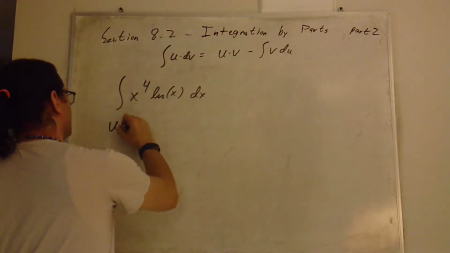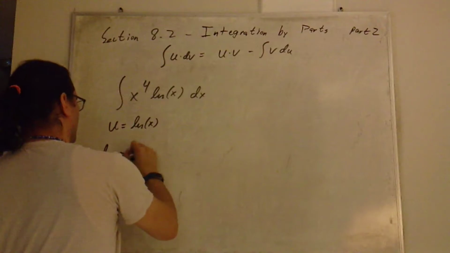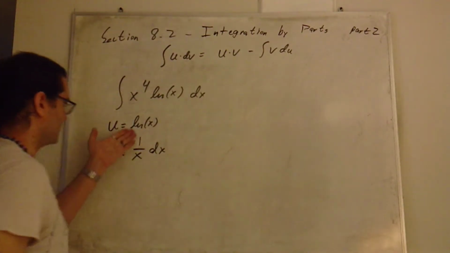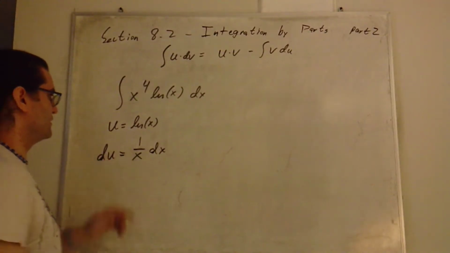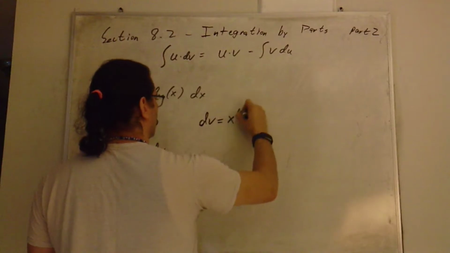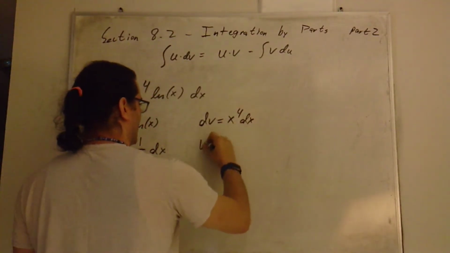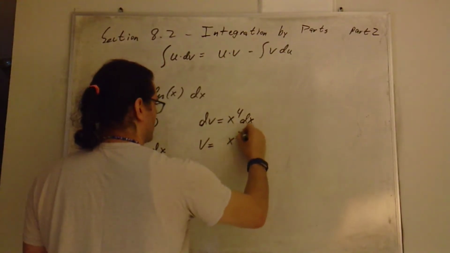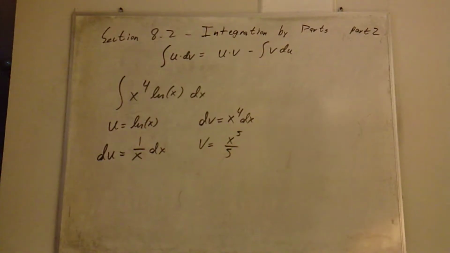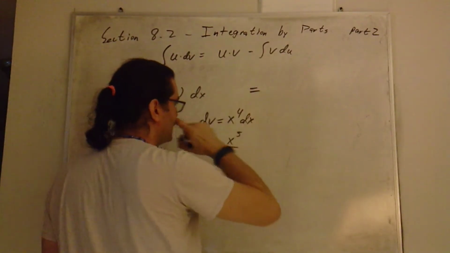I'm going to set u equal to the natural log x, which means that the derivative there would be 1 over x dx. So far so good. 1 over x seems easier to deal with. dv is x to the fourth dx. And I can take an antiderivative of that. It would just be x to the fifth over 5. No problems there.